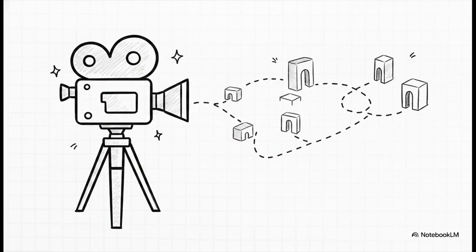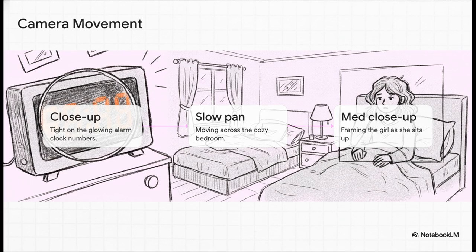Moving right along to directing the camera, because it isn't just about what is happening, it's about how the camera physically guides us. The script maps out this incredibly smooth, purposeful progression. Step 1, a tight close-up on those glowing alarm clock numbers. We're completely isolated. Step 2, a slow pan. We're physically moving across the cozy bedroom, discovering the space until we find the sleeping girl. And step 3, a medium close-up, perfectly framing her as she sits up. The camera is quite literally walking the audience by the hand through the narrative flow, taking us from isolation to discovery right into emotional connection.